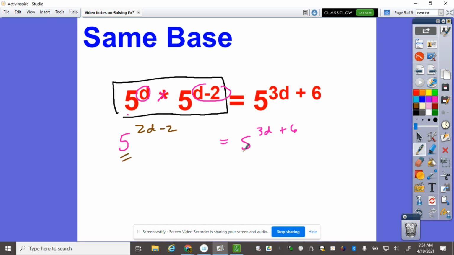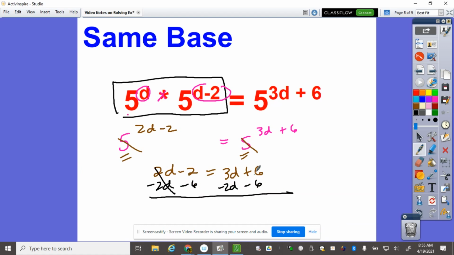Now they have the same base. I can eliminate that and focus myself on the exponents. 2d minus 2 is equal to 3d plus 6. So now I can subtract 2d here, subtract 2d here, minus 6 here, minus 6 here. This cancels out, this cancels out. So 2d minus 3d is just negative d, and negative 2 minus 6 is negative 8. So d equals negative 8, and that's the answer.